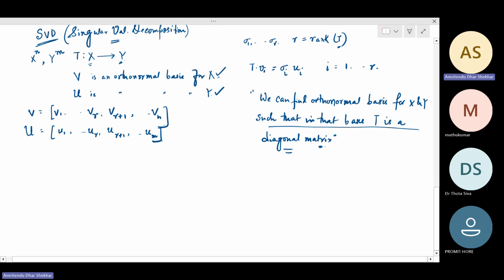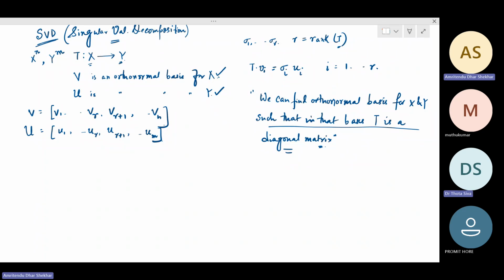So what are some of the uses of this singular value decomposition? The first use of the singular value decomposition is that it is the practically used way for determining the rank of a matrix.